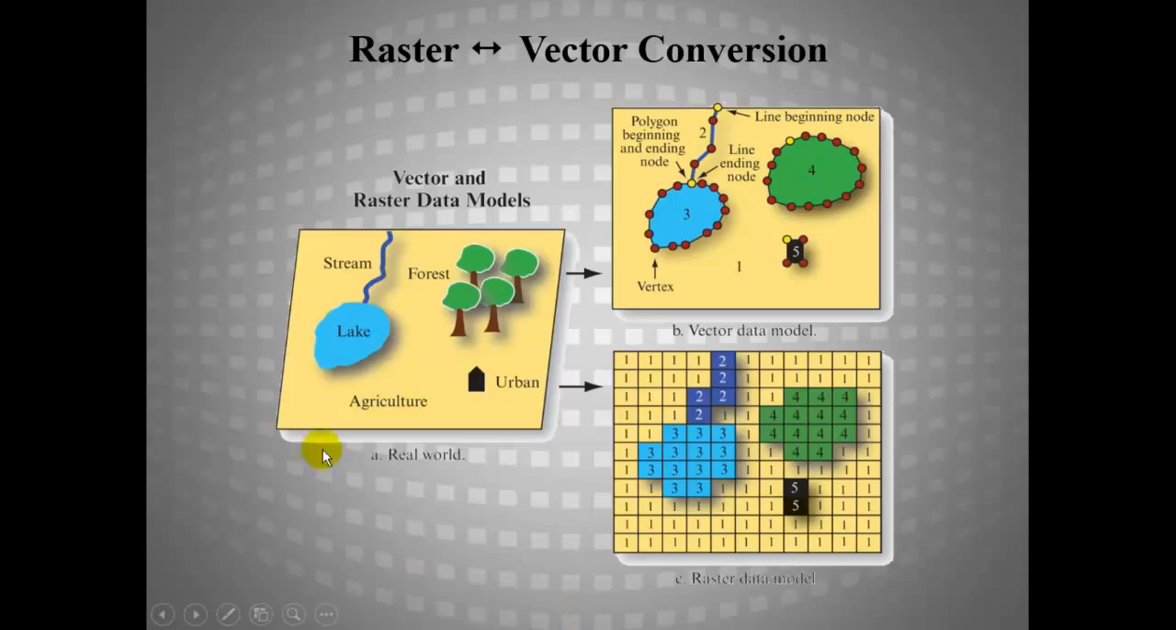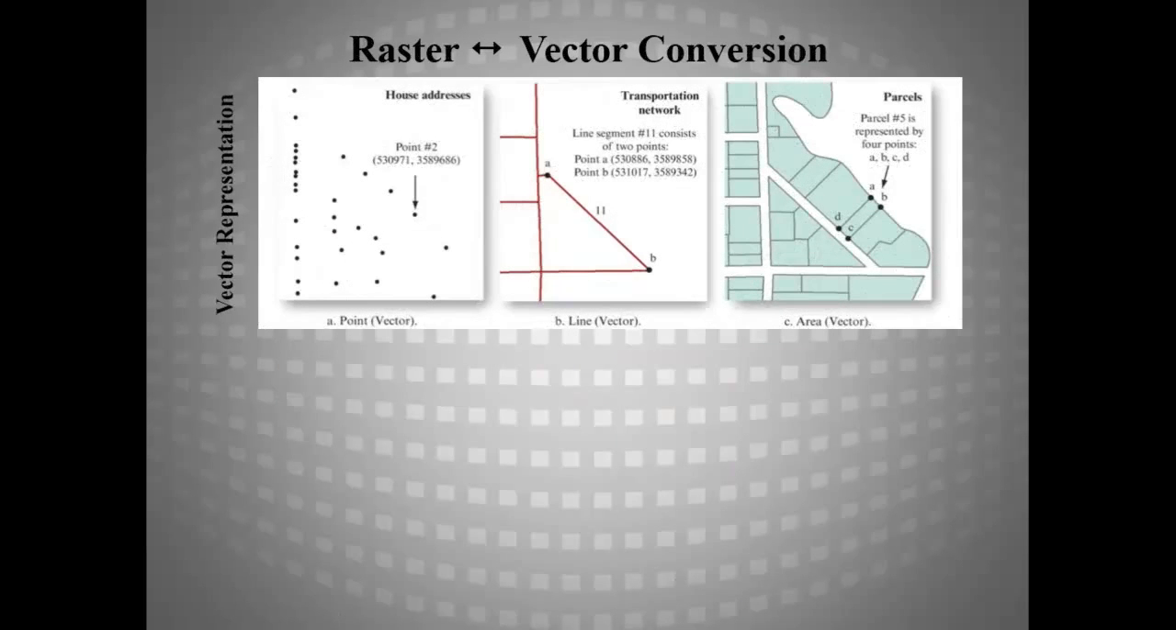So this example shows you, of course, the real world represented in the vector model as points, lines, and polygons, and in the raster model as a grid of cells, each cell having an individual uniform value across its area. You can convert back and forth. So how would you go from raster to vector?